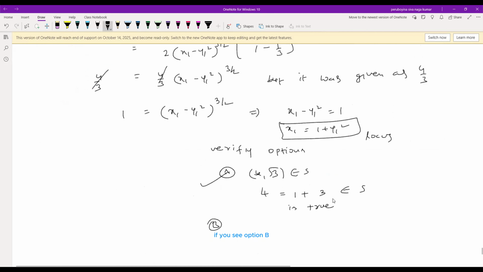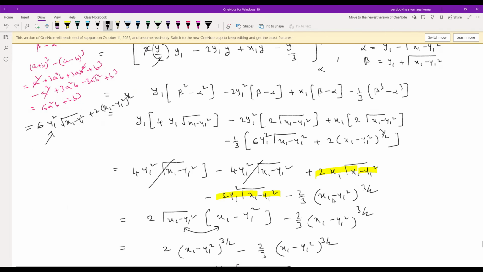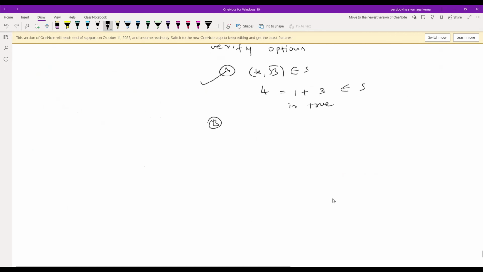Option B, 5 comma root 2 belongs to S. So x value 5, 1 plus 2, it does not belong to S. So this is incorrect.